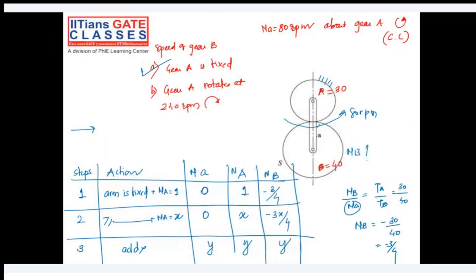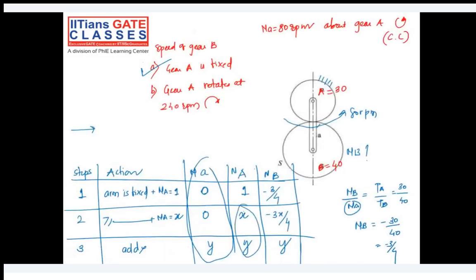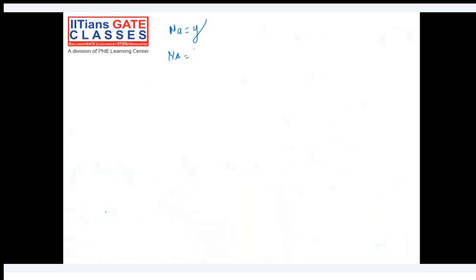So basically, the sum of this is what? Y. So the arm speed is Y. Capital NA is equal to what? X plus Y. So just focus on these two parts. Forget about the first, because the first part is a special case of the second part only. So just focus on the variable part. NA is equal to X plus Y, and NB is equal to Y minus 3 by 4 times X.